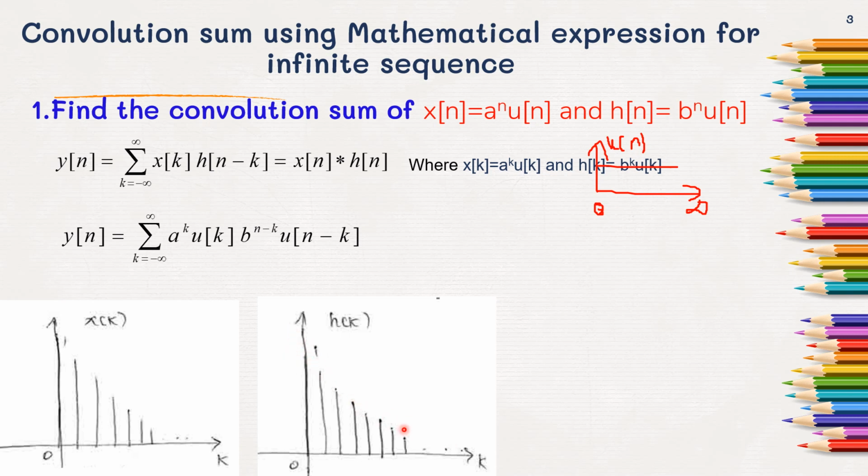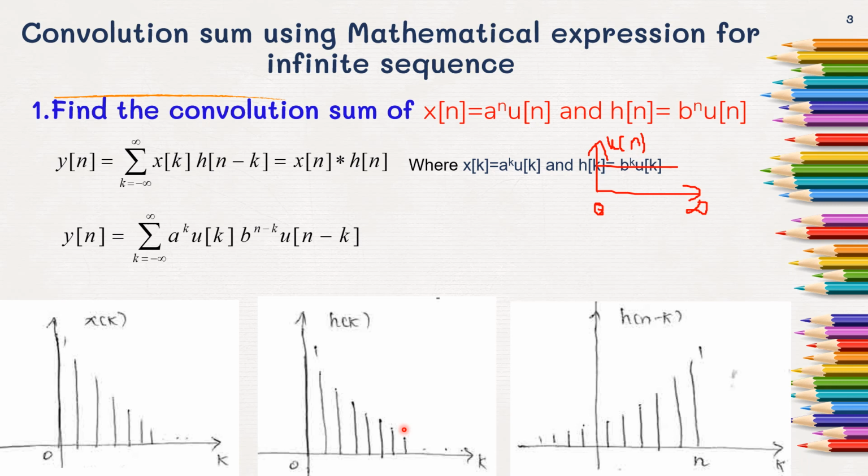Now I am going to plot h of n minus k. When I plot h of n minus k, how do you obtain this diagram? You first fold h of k. When I fold h of k, it will be h of minus k, and for h of n minus k I give a shifting by n. Now I have to look into these two sequences. The formula is x of k into h of n minus k, so I have to look into x of k and h of n minus k. When I multiply this diagram with this diagram, where is the overlap?